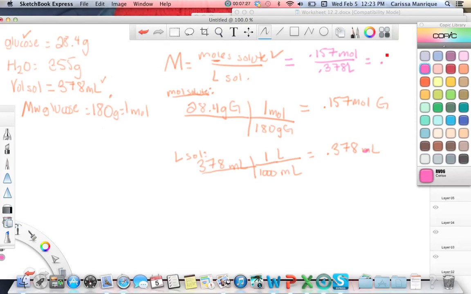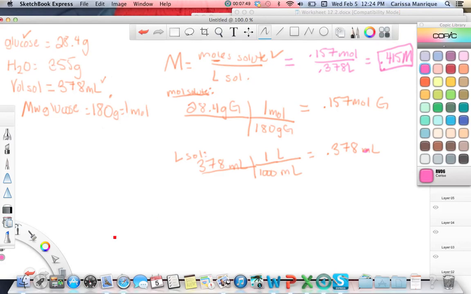let's see, 0.415. You just put uppercase M for molarity. So that tells us in 1 liter of solution, there is 0.415 moles of our solute of sugar. Okay, so that's what molarity tells us.